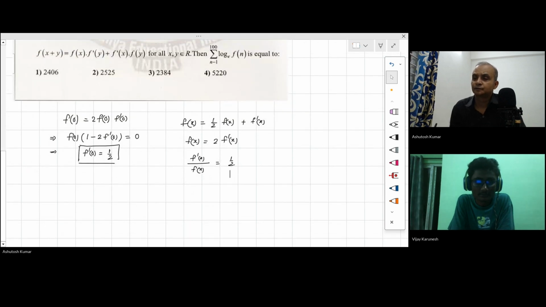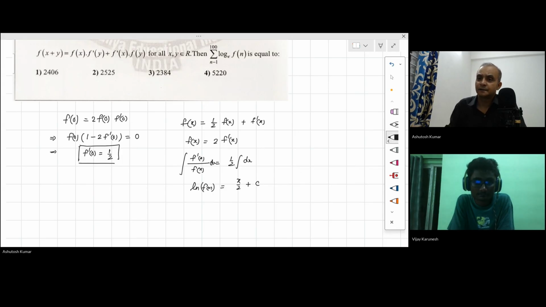So we just integrate it with respect to x. Its derivative is here, so they'll give log of f(x) is equal to x by 2 plus c. Yes, sir.